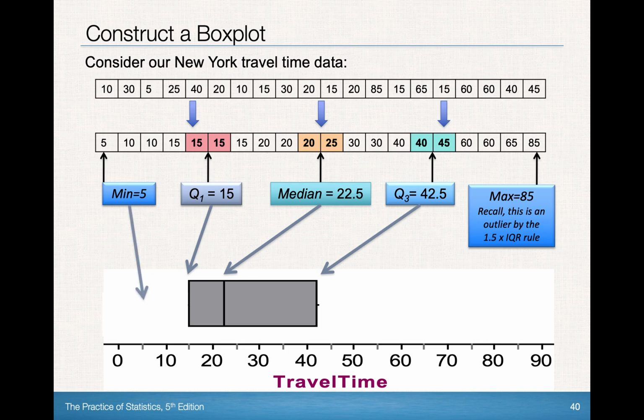Then you put your whiskers. They go to the min, and they go to the max, and then you put a dot where you see your outlier. This is a box and whisker plot. It gives you a visual of your 5-number summary and your outliers. Okay?